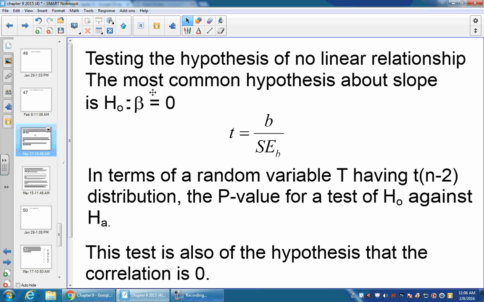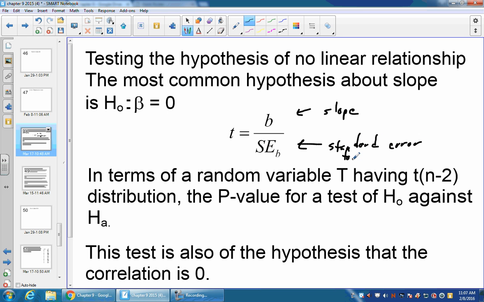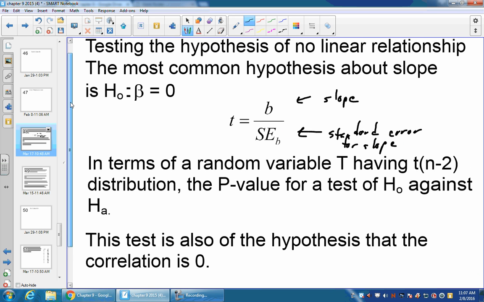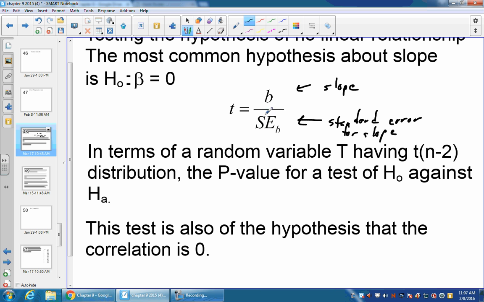The common hypothesis about slope is that the slope is 0, and that's the true slope of all the possible values. Now to do that, we find our t by taking our slope, which is b, over the standard error for slope. So if we have these values, it's very easy. If we just have the other values, it's a little bit more difficult. We'll talk about that.